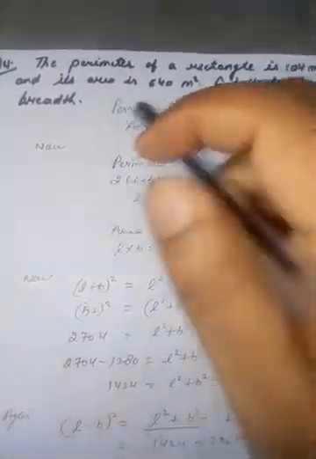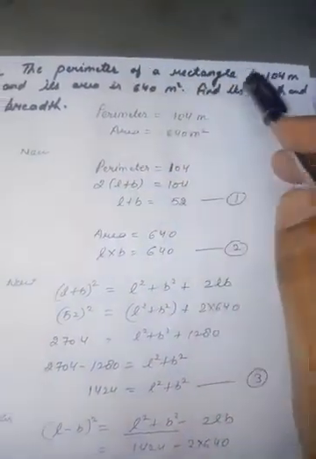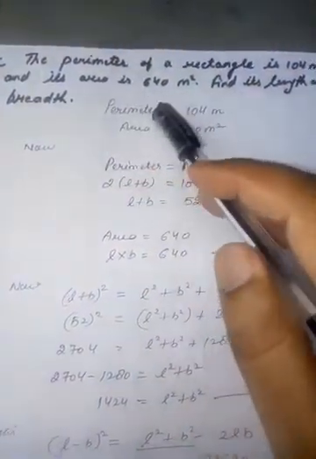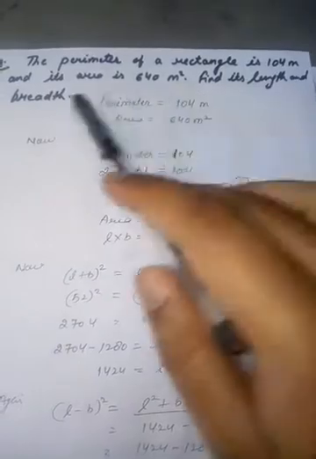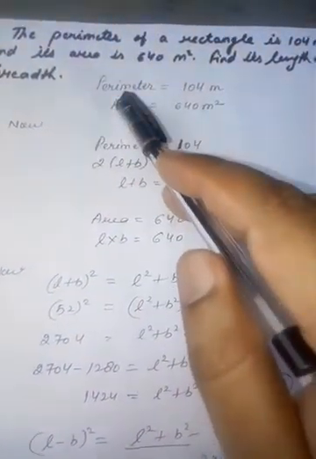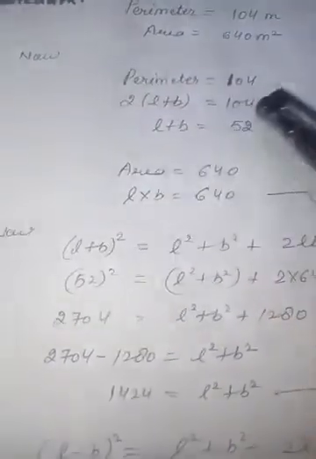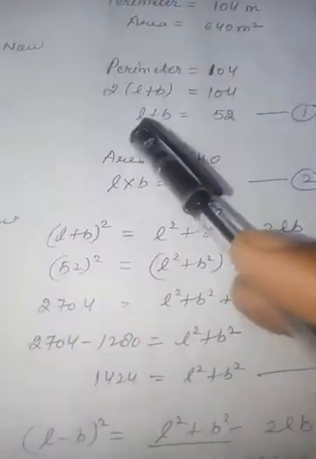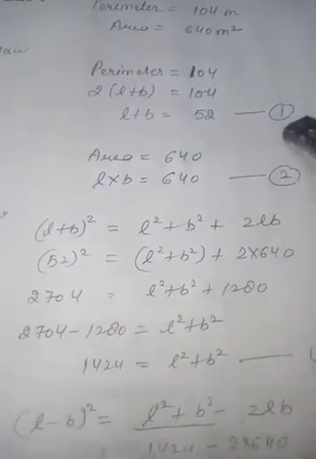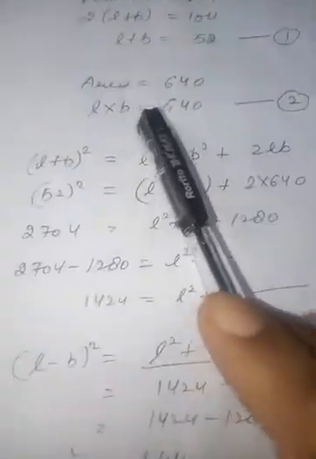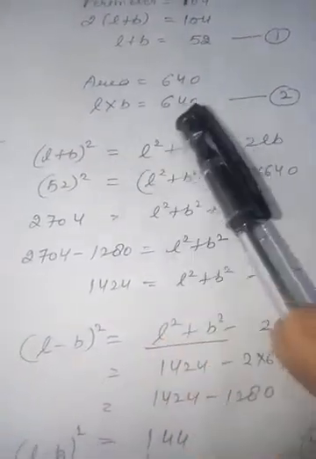Now same topic, another one. Question: the perimeter of a rectangle is 104 meter and its area is 640 meter square. Find its length and breadth. What is given? Perimeter is given, area is given. By the perimeter equation, 2(l plus b) equals 104, divided by 2, l plus b equals 52. Equation first. Now by the property of area, l into b equals 640.